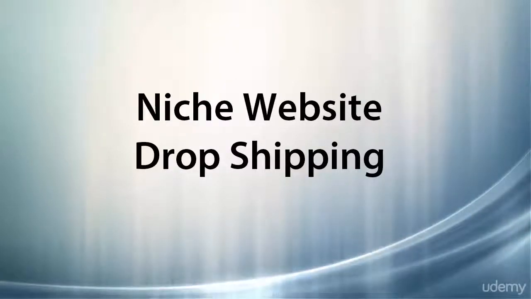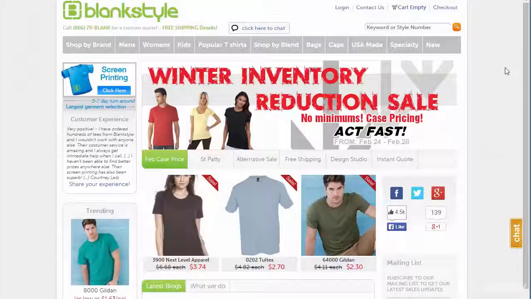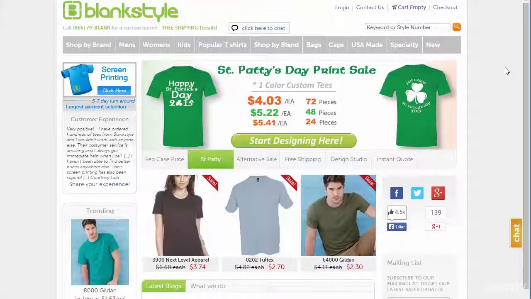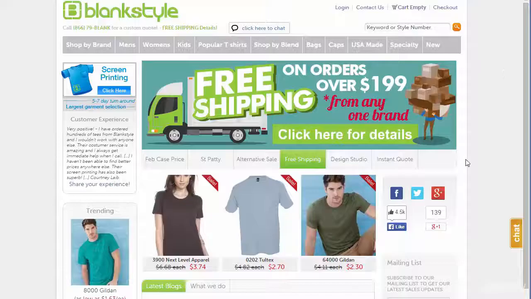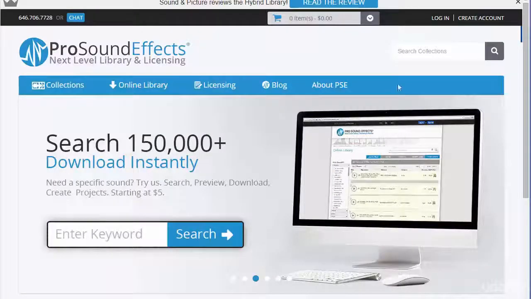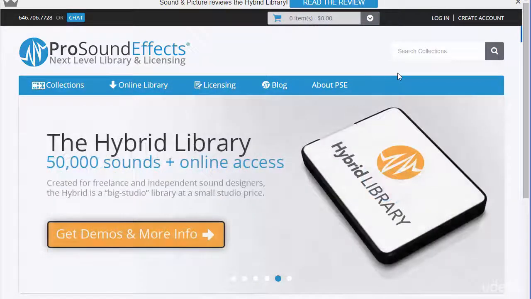A couple of examples of niche website drop shipping: blankstyle.com is a website that sells t-shirts, but if you go to their home office, there are no t-shirts there. They drop ship everything directly from either a wholesaler or the manufacturer that makes these t-shirts. The owner of this company makes millions of dollars a year. Another one is prosoundeffects.com. They sell sound libraries. Again, they don't own the sound libraries. They just have contracts with the source, and when a customer comes here and orders, they make the profit in between.